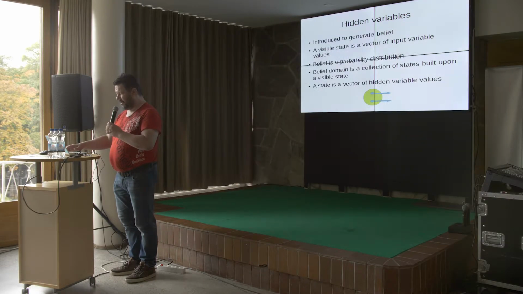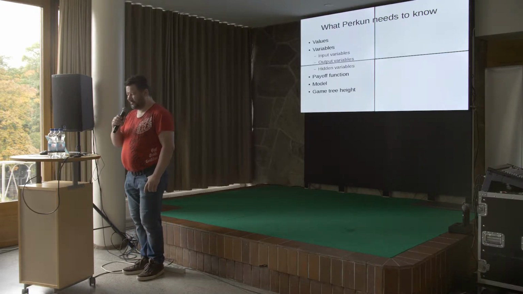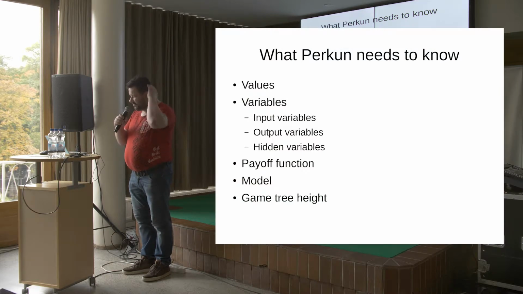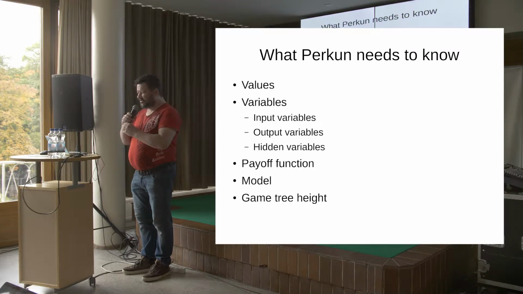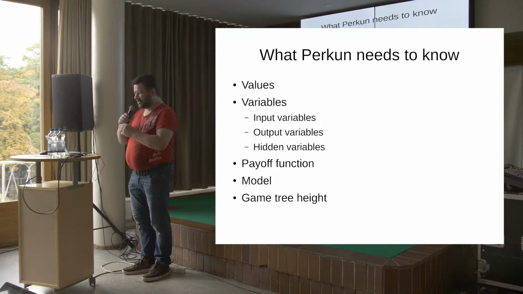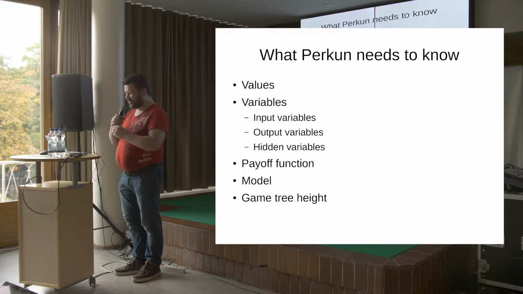We don't perceive them. Now I have two slides that specify what Perkun needs to know and what Perkun can do for you. What Perkun needs to know is reflected by its specification. It is the values, the constants that are used to define variables. Second, the variables: input, output, and hidden variables. Usually I use only one output variable, but this is something you can change. The input variables, I think it's obvious, and hidden variables are the variables that we introduced on the previous slide.